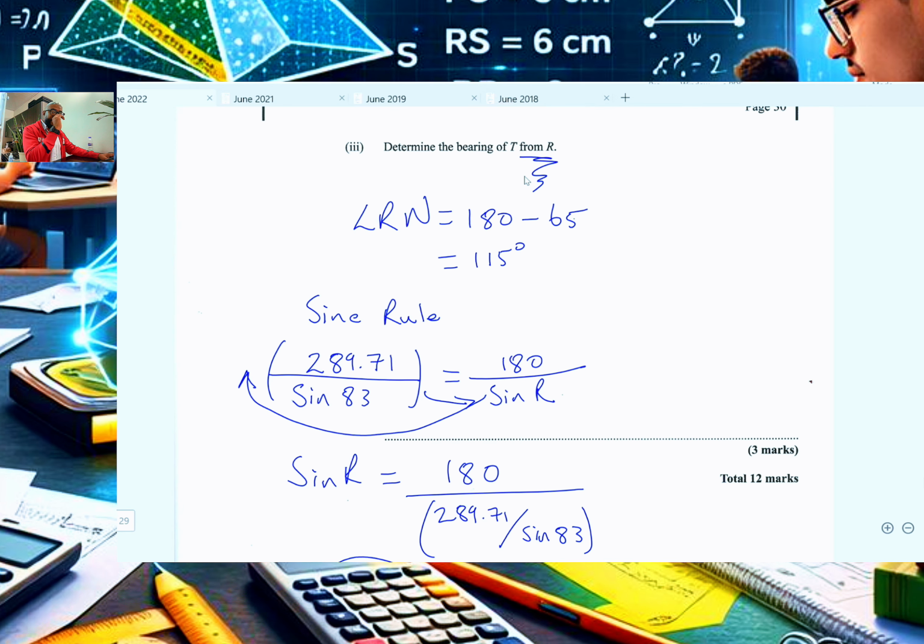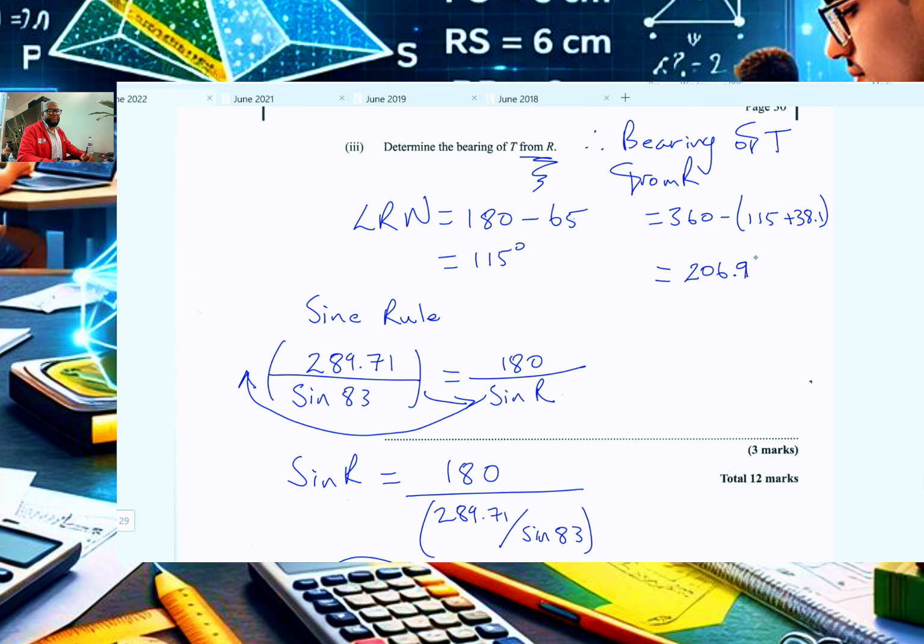The question asks me to find the bearing of T from R. So let me put up here. Therefore, the bearing of T from R would be equal to 360 minus 115 plus 38.1. We round it to 38.1. So again here, one time, 206.9. And this is our bearing, so it's degrees.